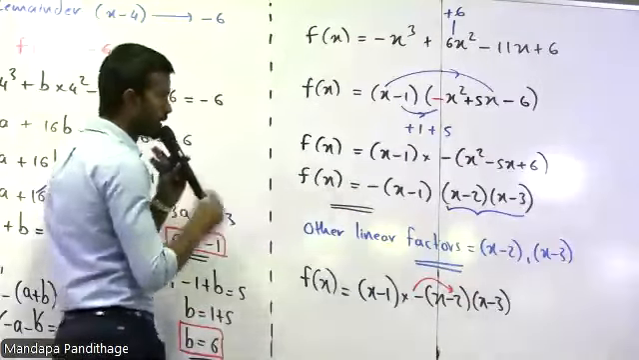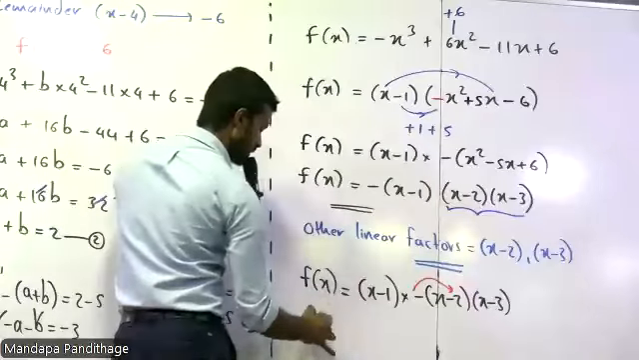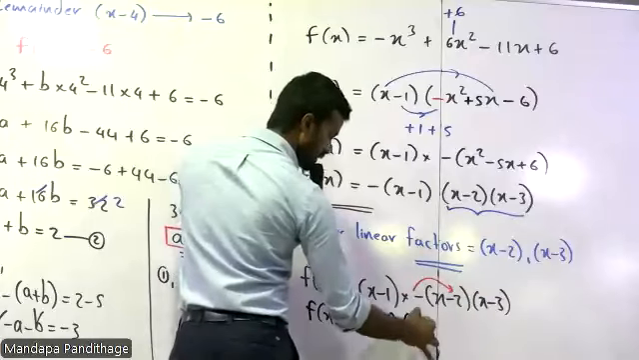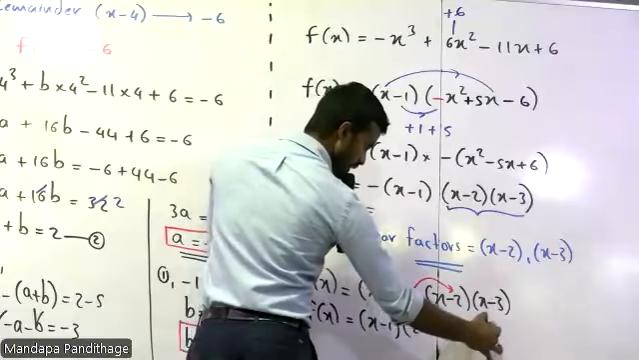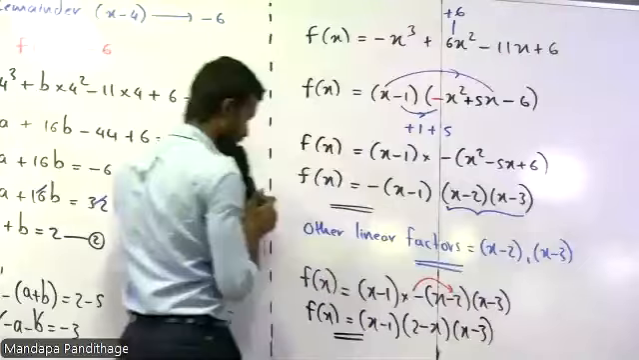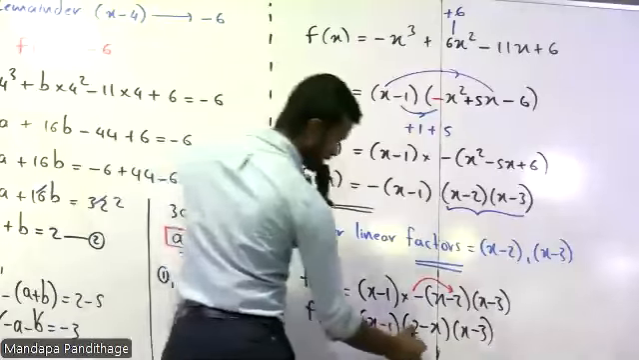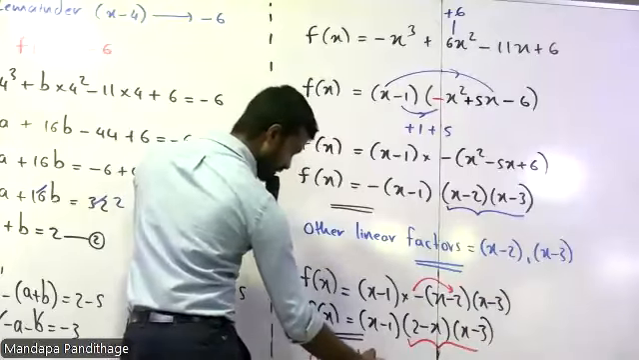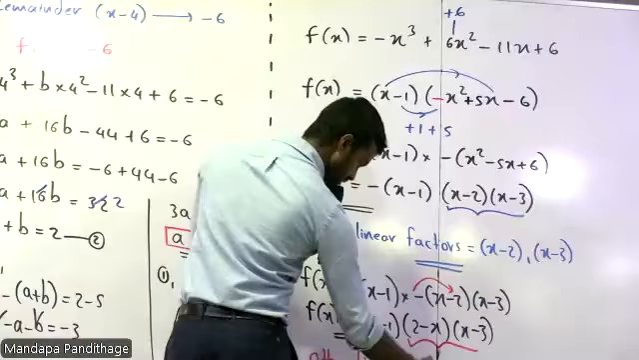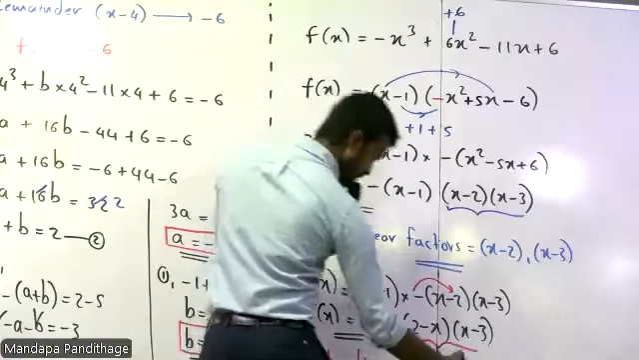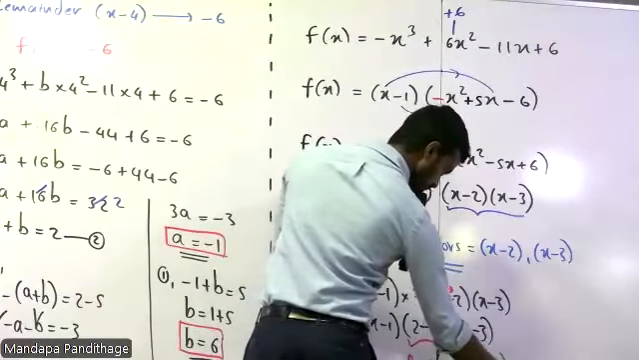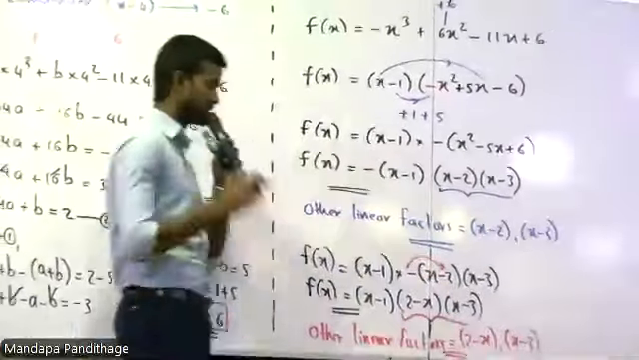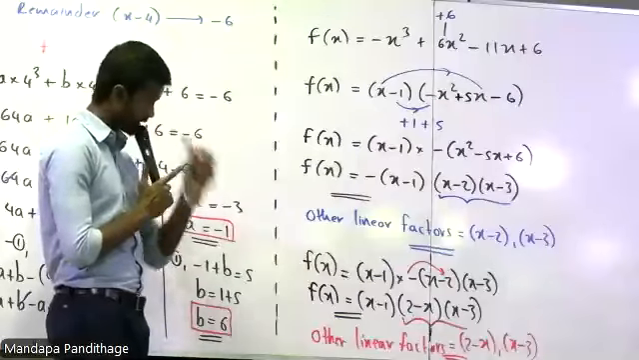But there is another way. You can take out that minus and again put it in. Then f(x) is equal to x minus 1, and if you put this in, it becomes 2 minus x, and x minus 3. So in this case, what are the two other linear factors? They are 2 minus x and x minus 3.